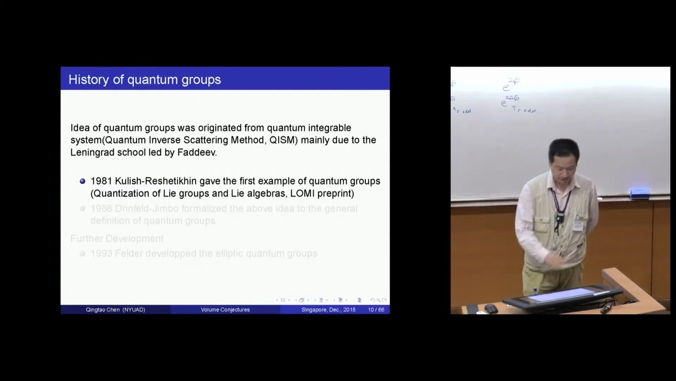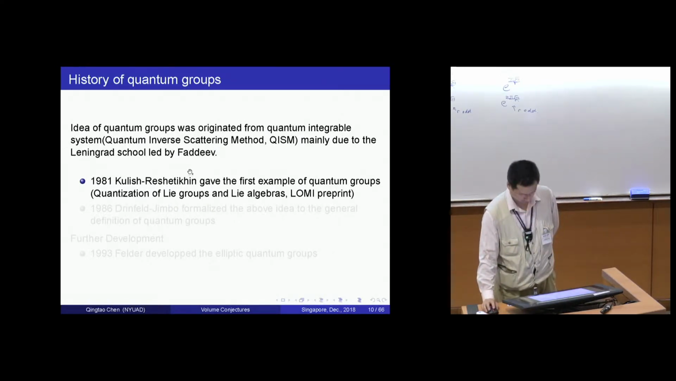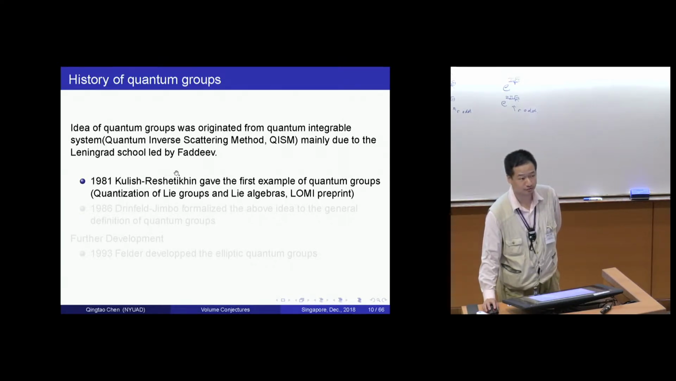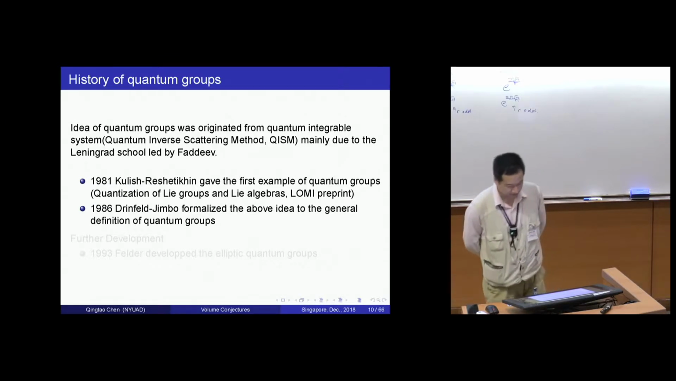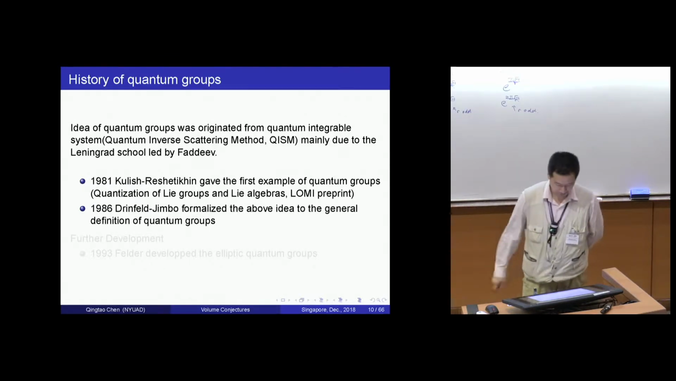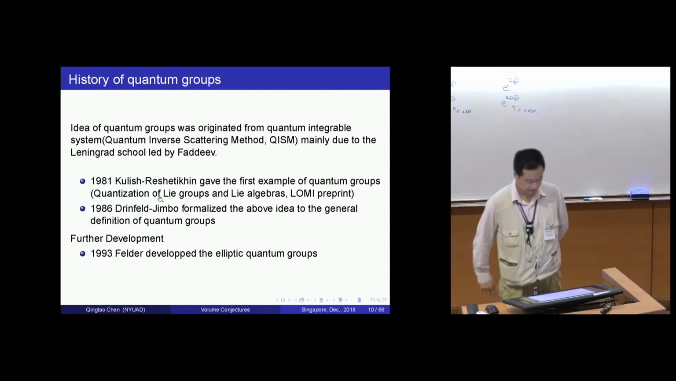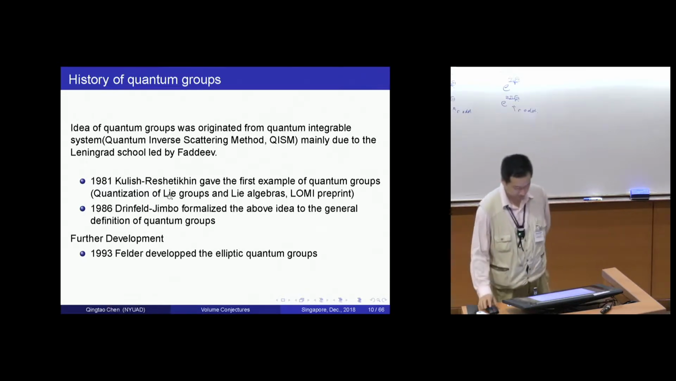Here is a brief history of the quantum groups. The quantum groups were due to the Leningrad school led by Faddeev and also Kulish. I think Faddeev was Reshetikhin's first advisor and Kulish the second advisor, but they both passed away just recently, one or two years ago. They gave the first examples of quantum groups. Then Drinfeld and Jimbo in 1986 formalized the idea into the general definition of quantum groups. In further development, Felder developed the elliptic quantum groups. This is the history of the quantum groups.